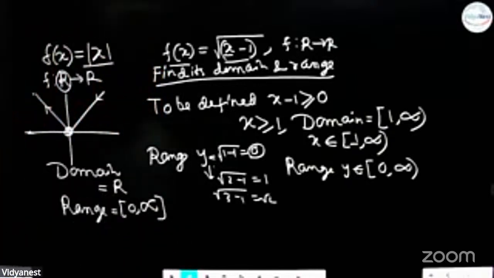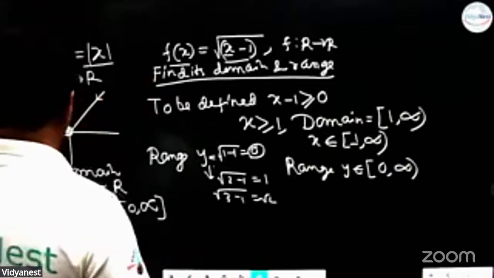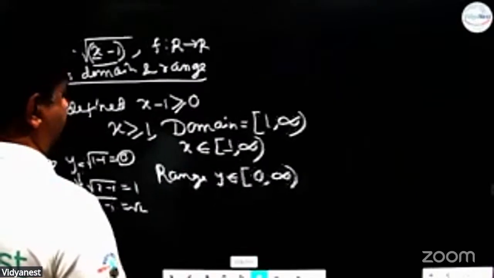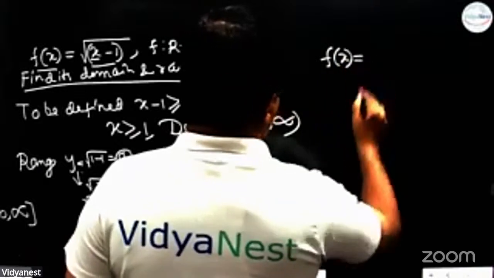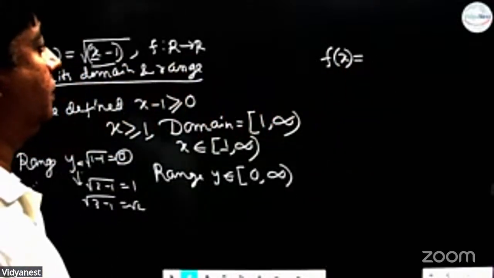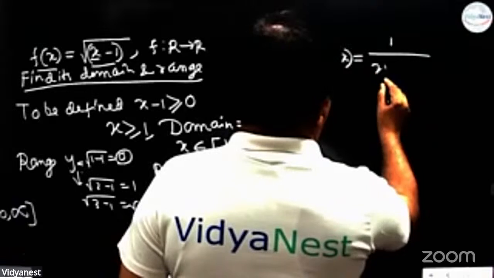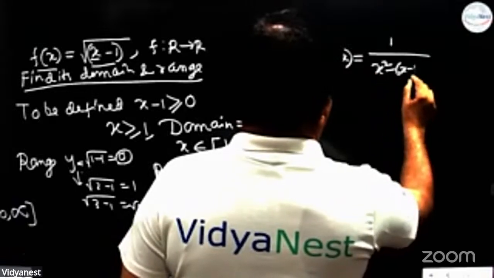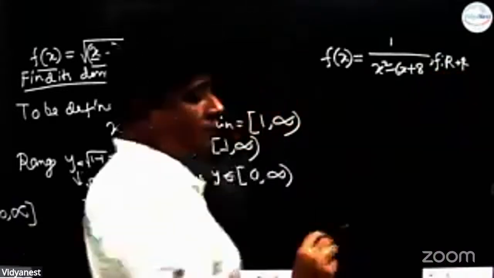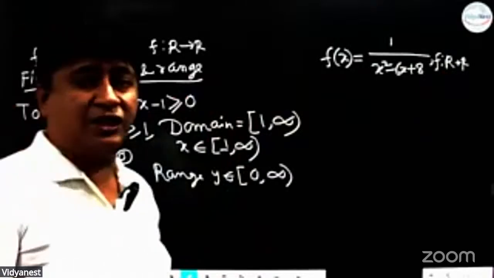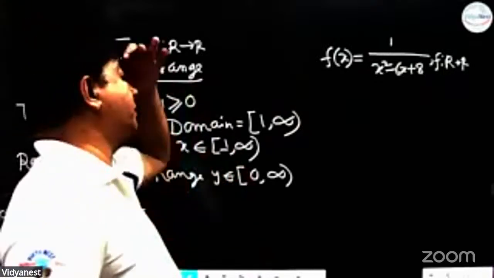Now, another type. These are board level, very simple examples. For simplicity, we'll start and reach the highest level, JEE level.